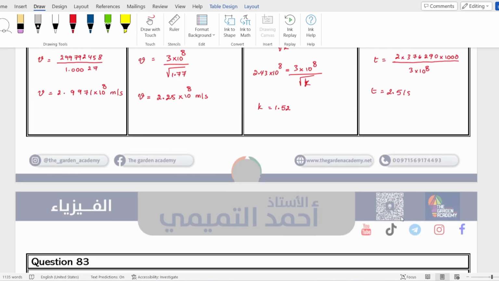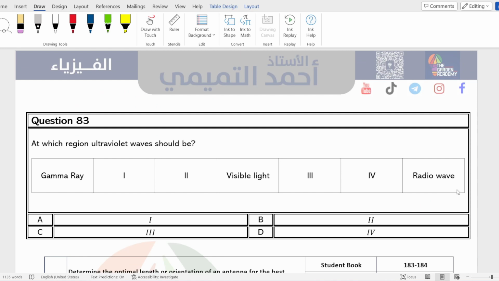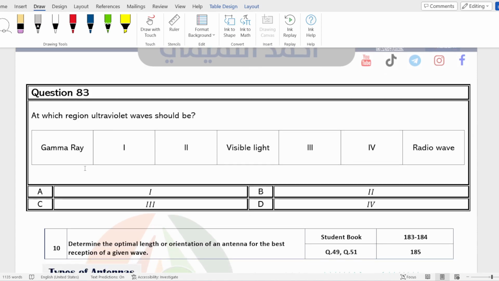Let's move now to the next part. Question 83. In this question, he is asking at which region ultraviolet waves should be. If we look at the order of the electromagnetic spectrum, from the left we start with the gamma ray. We should know that what comes after the gamma ray is the X-ray, then the ultraviolet. So the ultraviolet has to be in region 2. So we choose 2. And this is basically the end of that part.